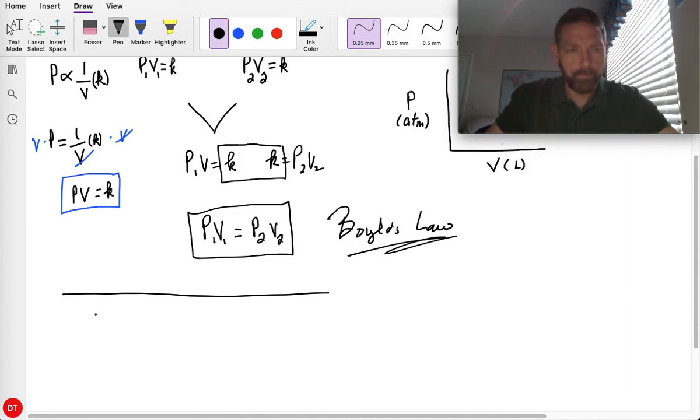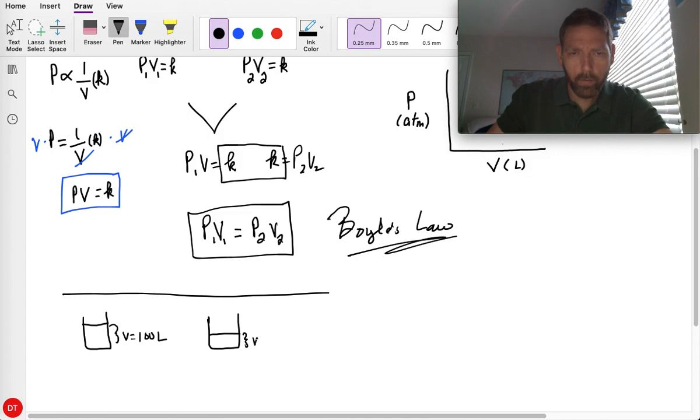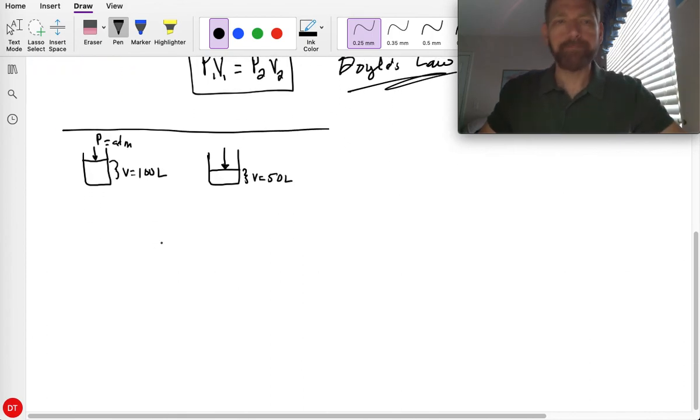Assume you have an initial condition where the volume equals 100 liters. And then you have a new condition where volume equals 50 liters. There's some pressure, and initially you know that the pressure was equal to 5 atmospheres of pressure. Okay, I'm just making this up. I'm just making up numbers.